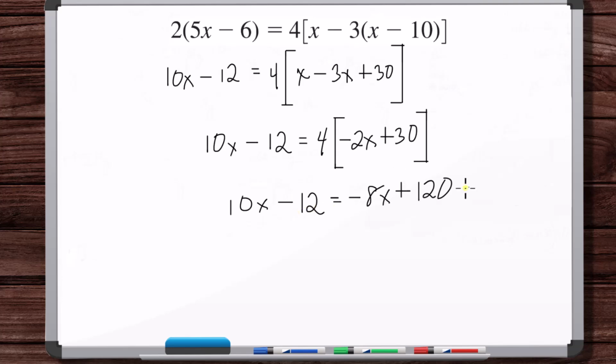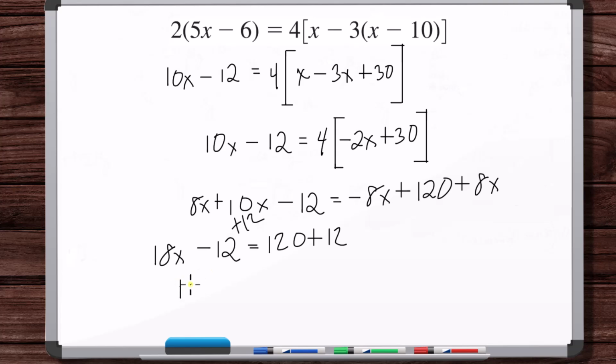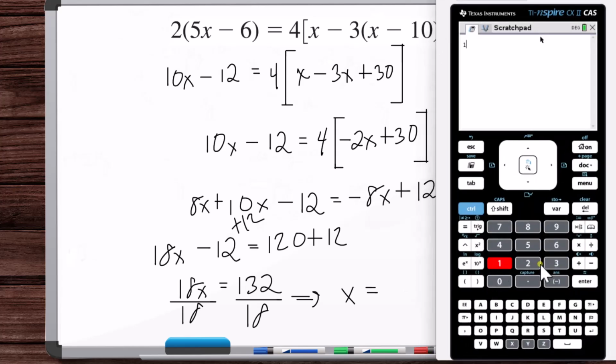So now, all right, let's add 8x to both sides. We get 18x minus 12 is equal to 120. Now let's add 12 to both sides. So 18x is equal to 132. So now divide both sides by 18, and we get 22 divided by 3.